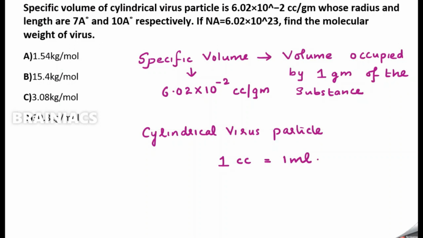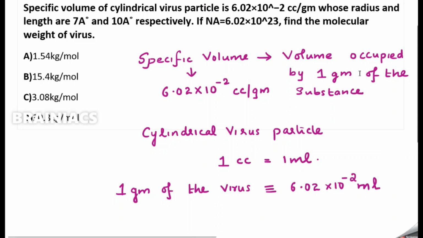So they are indirectly telling, specific volume is 6.02 into 10 power minus 2 cc per gram. That means 1 gram of the virus has a volume of 6.02 into 10 power minus 2 ml. Understood? So let me write that 1 gram of the virus occupies a volume of 6.02 into 10 power minus 2 cc. Cc means 1 ml. So I will write ml. Correct. So this is the initial understanding of this question.